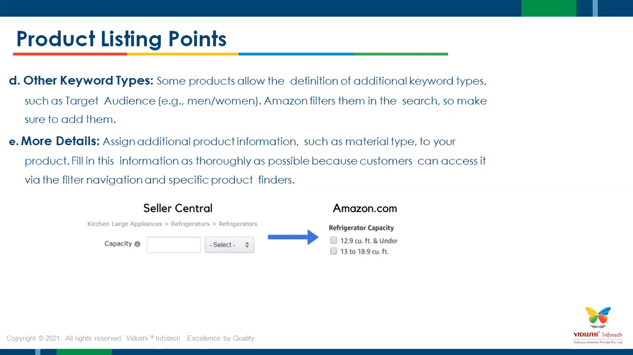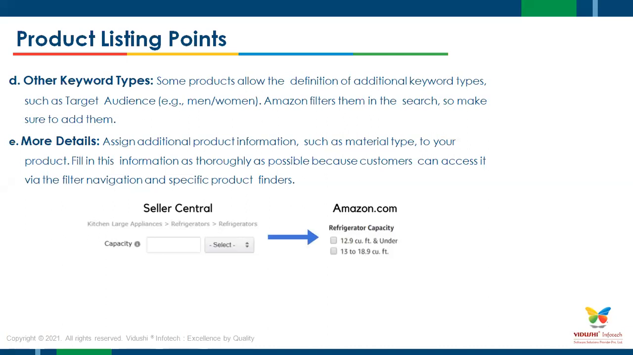Next point, moving to more details. We can assign additional product information such as material type. We should fill this information as thoroughly as possible because customers can access it via the filter navigation and specific product finders. Example is given below. If you are searching for a refrigerator and you want a refrigerator with a specific capacity, you can see the filter over here, 12.9 or 13 to 18.9.